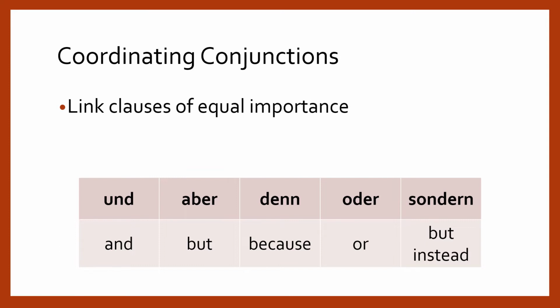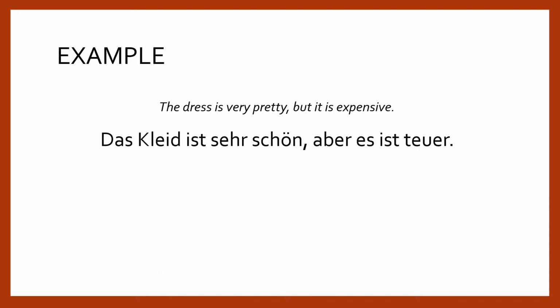These link clauses of equal importance, and in German we have 5 commonly used coordinating conjunctions. There are a couple others, but we're not going to focus on those today because they are not as commonly used. So we have und, aber, denn, oder, and sondern. So und is and, aber means but, denn means because, oder means or, and sondern means but instead or but rather. So let's look at some examples here.